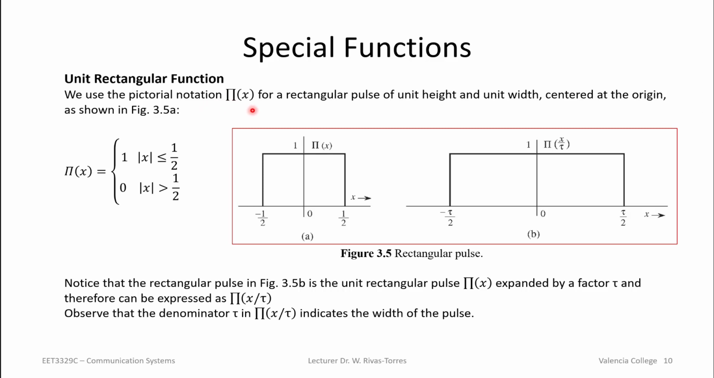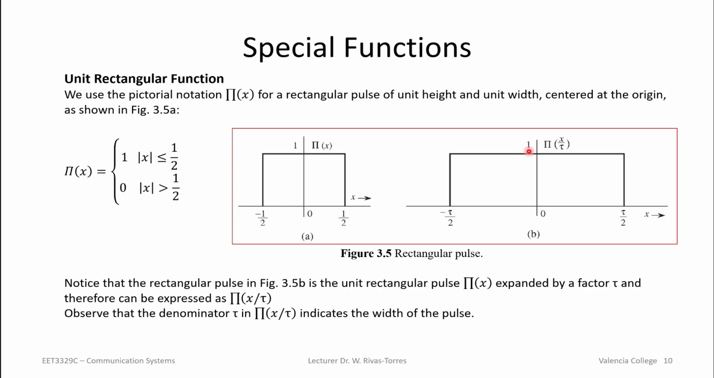So pi of x, the rectangular function, is a rectangular pulse of unit height and unit width. So that would be this pulse here, which is defined like this, right? 1 for absolute value of x less than or equal to 1/2, and it's 0 everywhere else, right? And this is a unit rectangular pulse. And notice that the area under the curve here is actually 1, right?